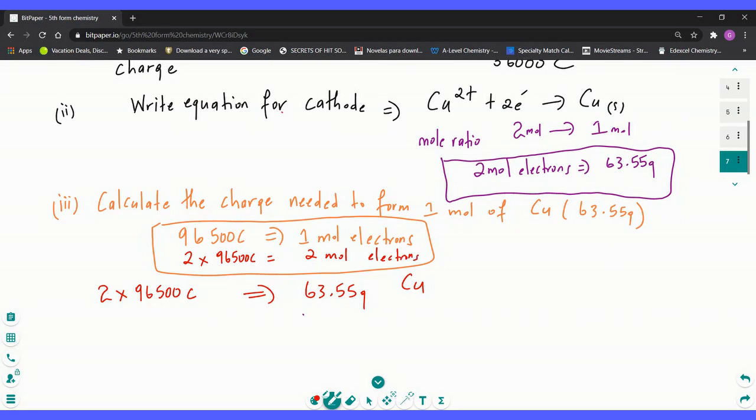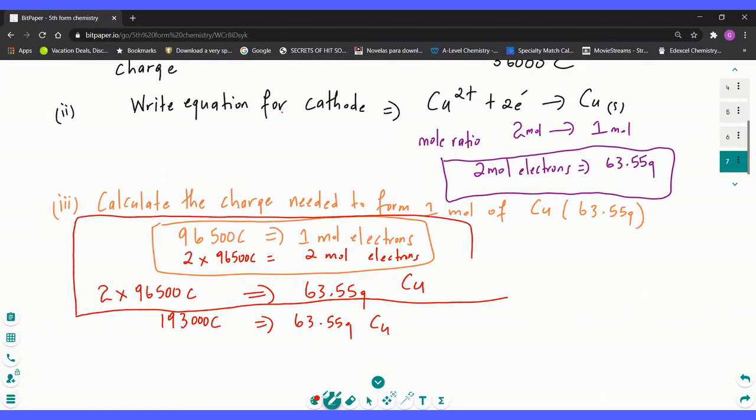So if I wanted to get 1 mole of copper, which is 63.55 grams, I needed 2 times the 96,500 coulombs. How much does that work out to give us? 193,000 coulombs is what I needed to create my 63.55 grams of copper. I'm going to make a line right here, because now I'm going to be able to do my cross multiplication.